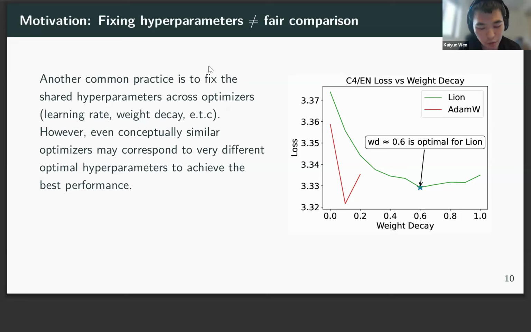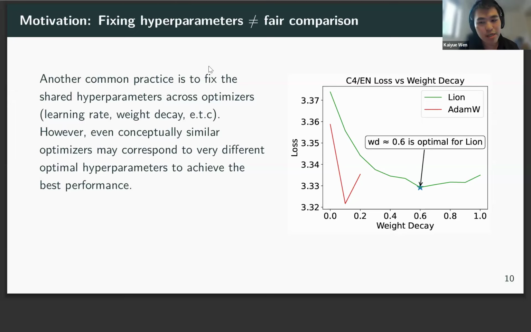On the surface, this feels like a very fair comparison, because the hyperparameters roughly have the same meaning, especially when the optimizers are also roughly conceptually the same, with only small changes. People may feel that it is fine to set all the hyperparameters constant and just compare the two algorithms, given that they are conceptually similar.